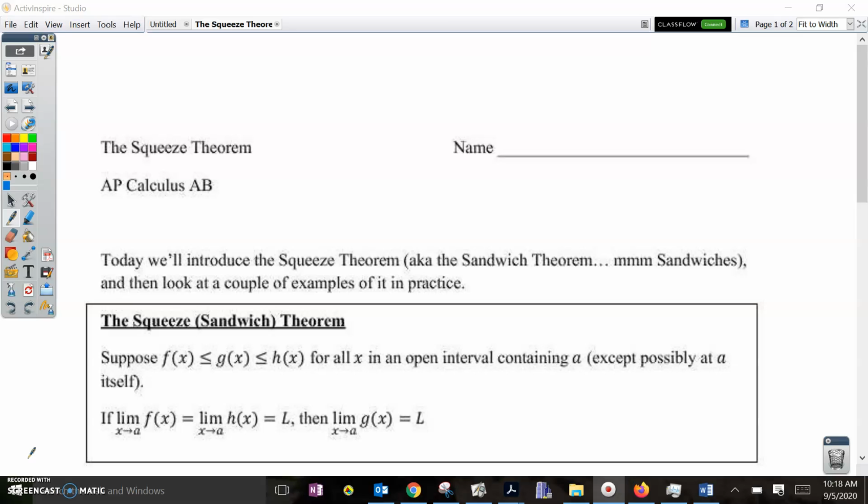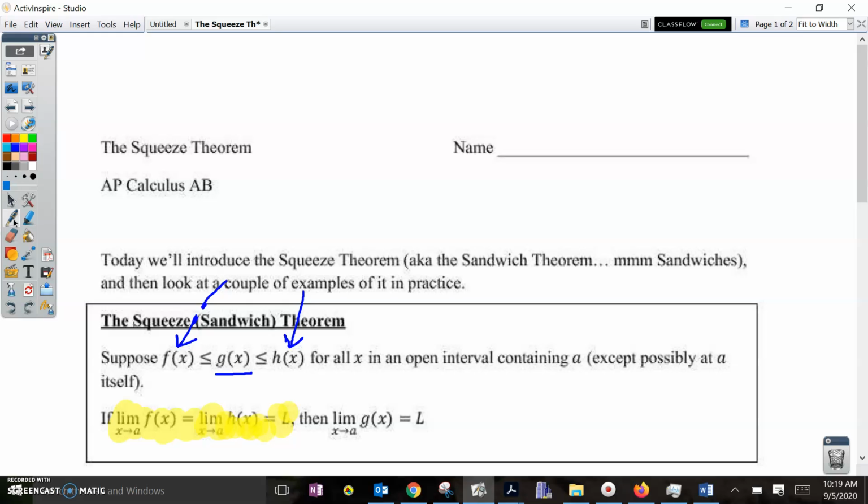What we have is three functions, and the one that we're interested in is the one in the middle, g of x. One is always smaller than another, which is always smaller than another. If we're trying to find the limit of this middle function, and we know that the first function is always smaller than it, and the second function is always bigger than it, and we know that those two functions share the same limit, that means that the middle function has to share the same limit.